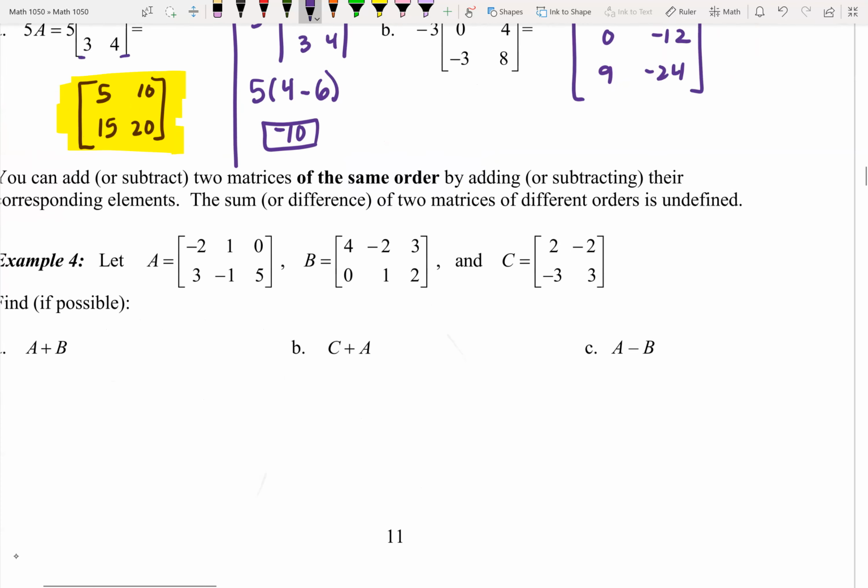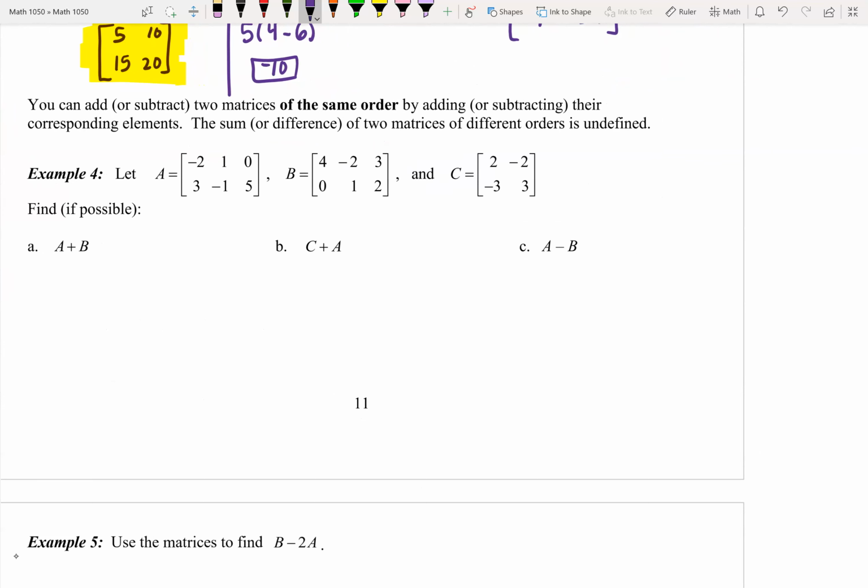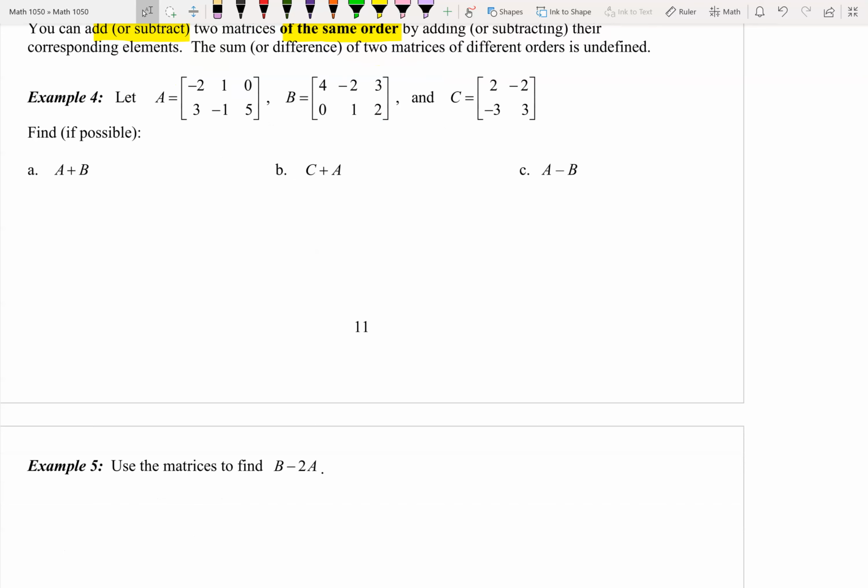Okay? Now we're going to add and or subtract matrices. When you add or subtract, they must be the exact same size. You can't add a 3 by 3 to a 2 by 3. It has to be a 3 by 3 to a 3 by 3. So underneath matrix A, let's write the order. Okay, so matrix A is a 2 by 3. Matrix B is also a 2 by 3. And matrix C is a 2 by 2.